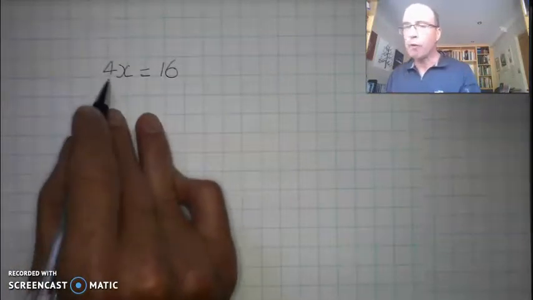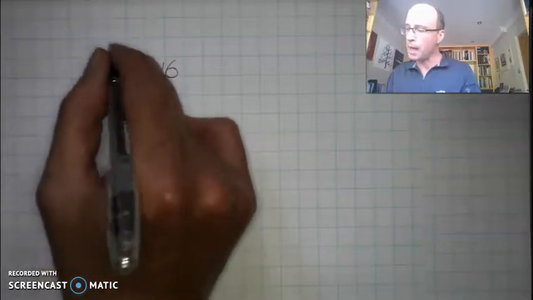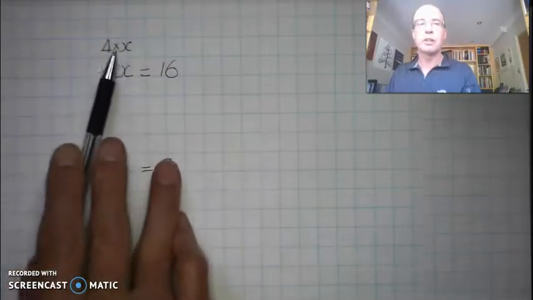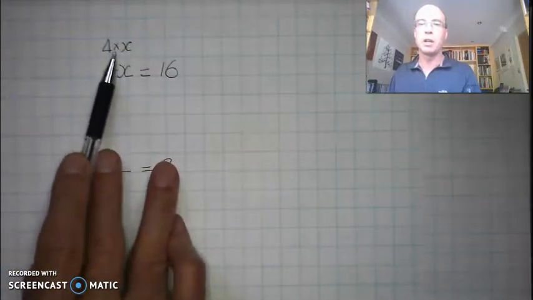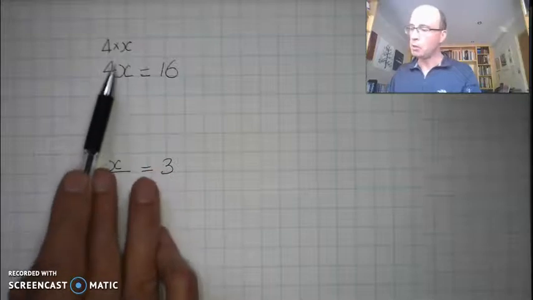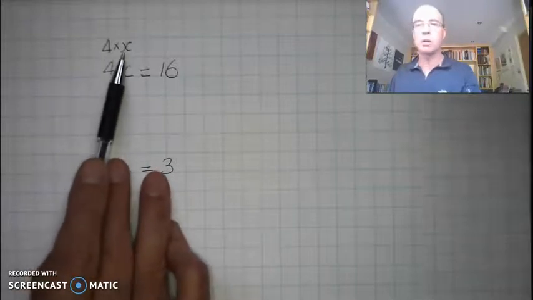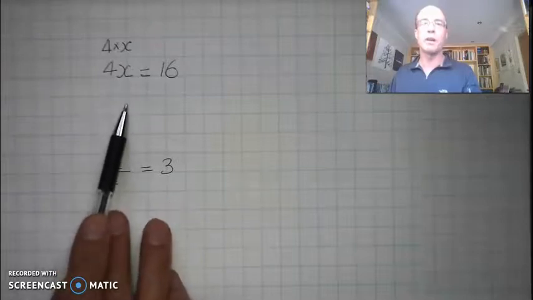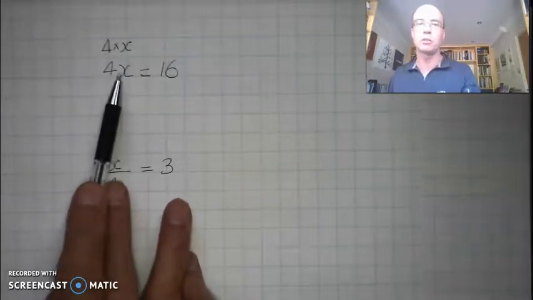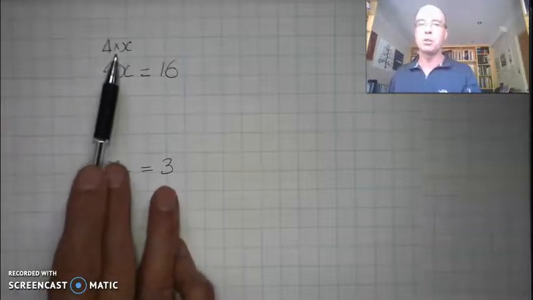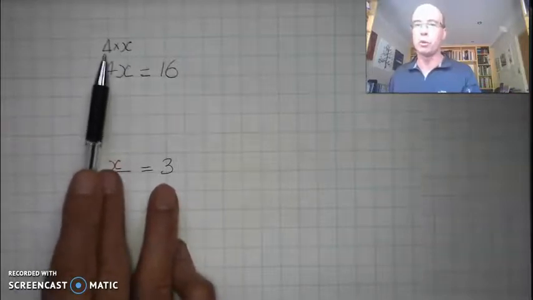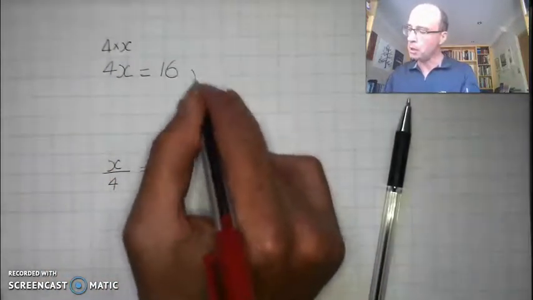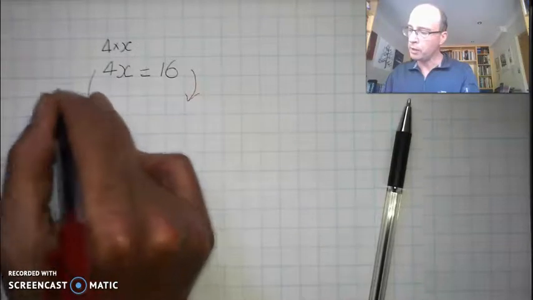So the first one, I've got 4x. Remember, what I mean by that is 4 times x. I've got this invisible multiplication sign that I don't write with my algebra. So 4x is the same as 4 times x. So to get rid of the 4, because I want to know what one lot of x is rather than 4 lots of x, I want to do the opposite operation to multiplying by 4, and that's going to be to divide by 4. So both sides of my equation I'm going to divide by 4.